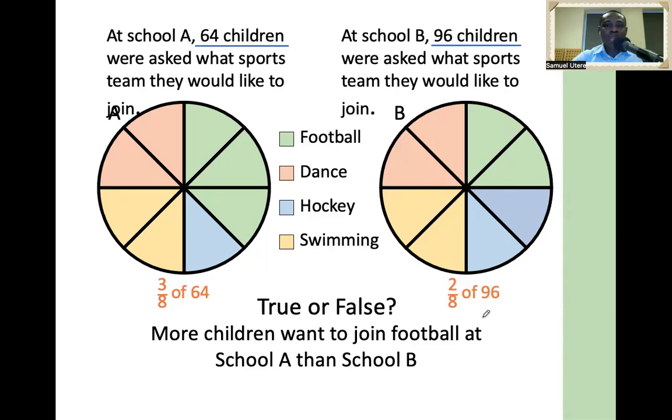So you can see why it's important to have information about the number that the pie chart is representing, the total number that the different parts of the pie chart is representing. So 24 children each chose football. So it's false. So we cannot say more children want to join football at school A than school B.